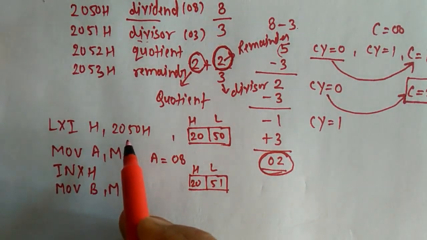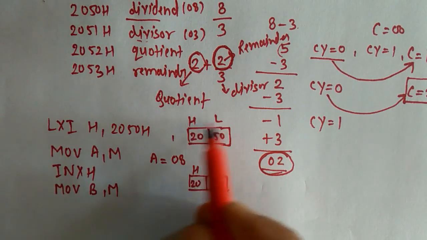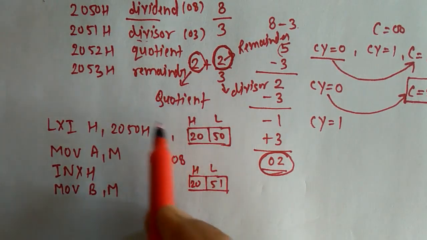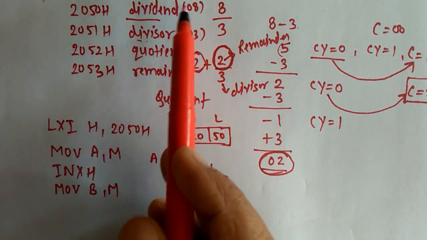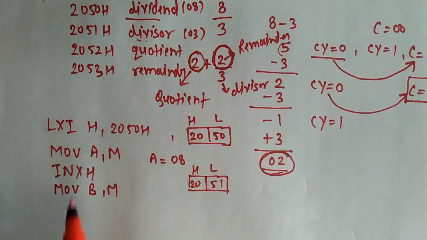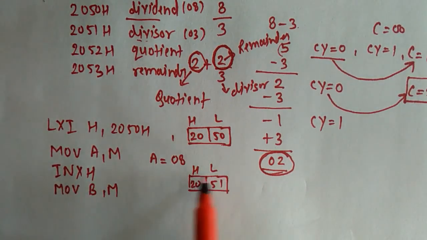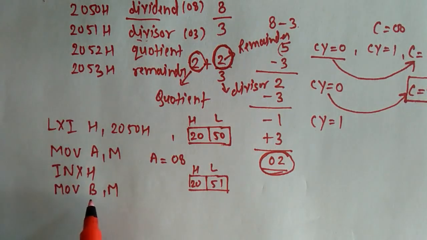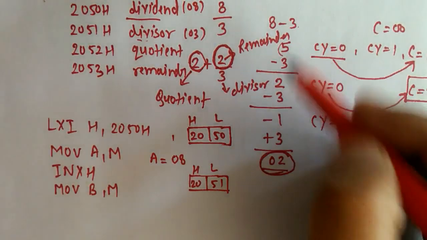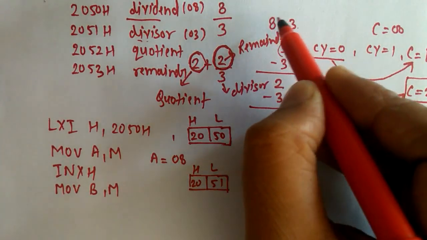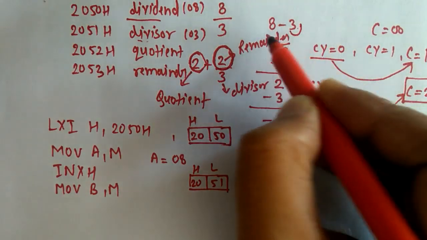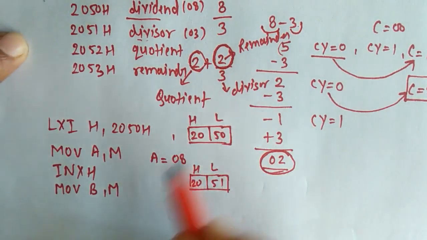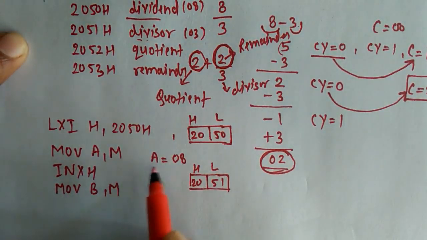So let's see, first of all you initialized HL with 2050, then you get the dividend 8 from that address into the accumulator. Then we increased HL again, this time HL will have 2051H, and the content of that address, that means 03, will be copied to register B. Okay, and in my example I told you we are going to subtract the divisor from the dividend, so that's why I have kept the value 8 in the accumulator.